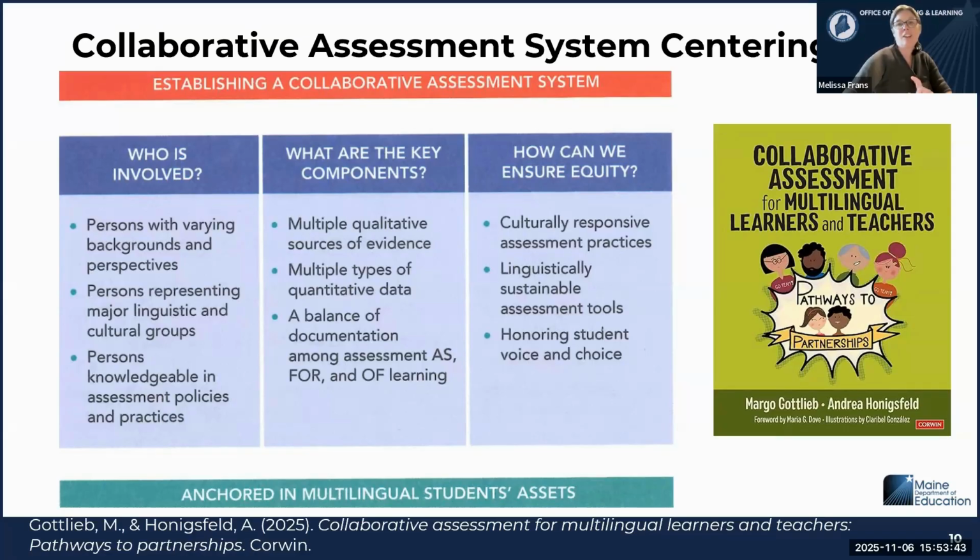You'll see that graphic for Collaborative Assessment for Multilingual Learners and Teachers. That's a book written by Andrea Honigsfeld and Margo Gottlieb. Andrea Honigsfeld has a whole suite of books on collaboration. So if you'd like to learn more about building your collaboration practices in your schools and your districts, she is an excellent resource depending on the topic you want to learn more about.